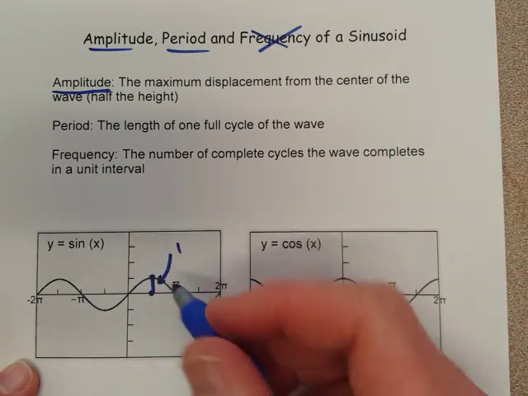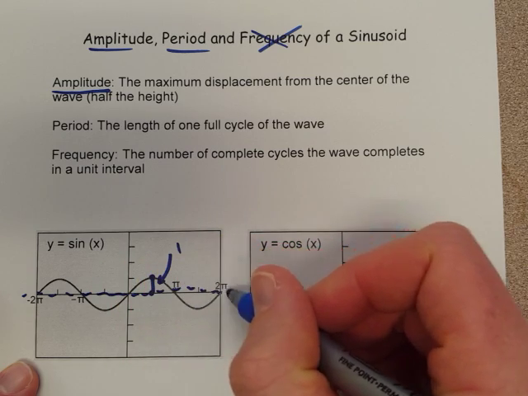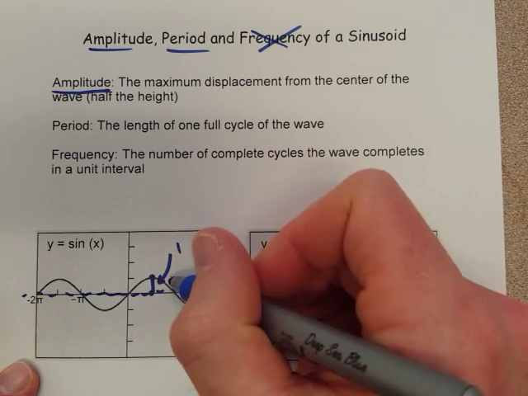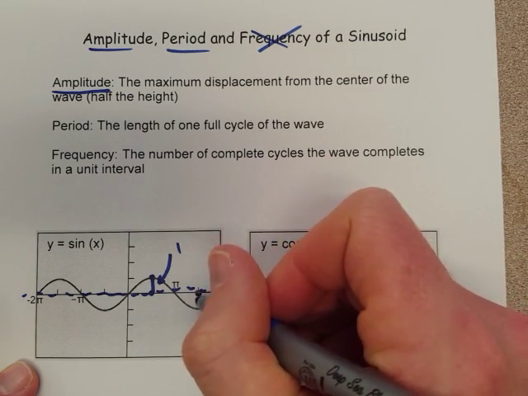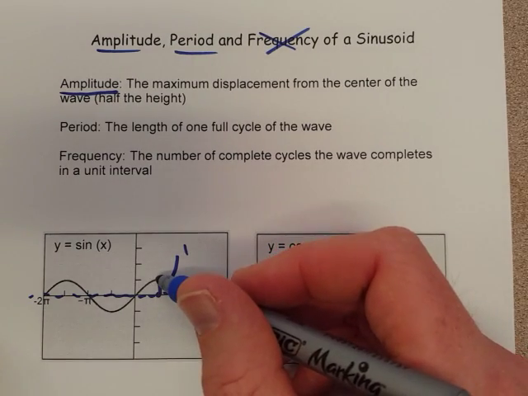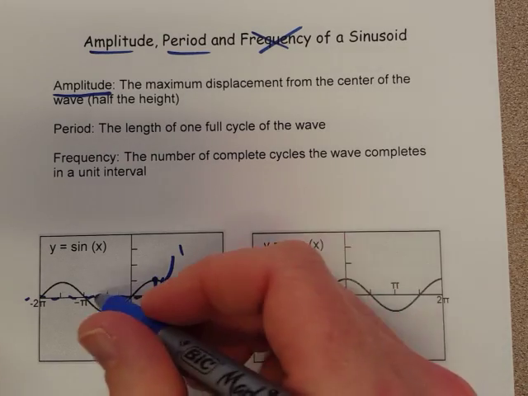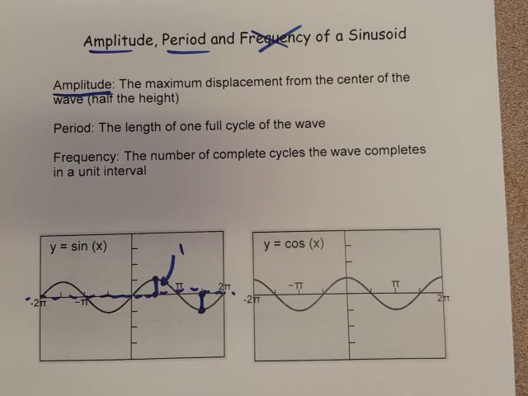It's the distance from the center of the graph, which I'll indicate with a dotted line, to the maximum or to the minimum. So I could go from here to here. That would also be an amplitude of 1. So it's half of the wave. It is from 1 to -1, the total distance is 2, but we cut that in half. That's considered our amplitude for a particular graph.